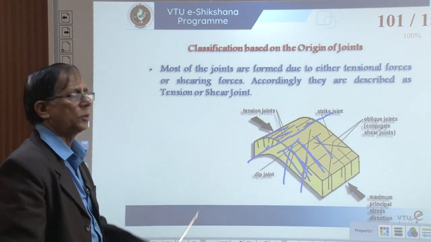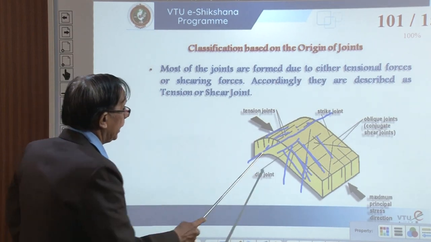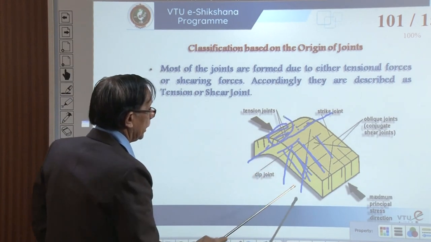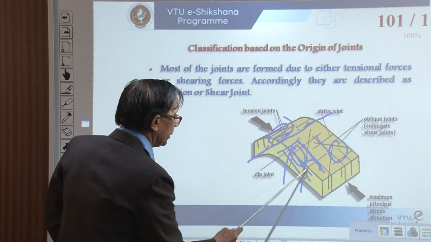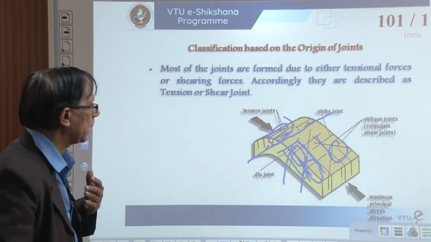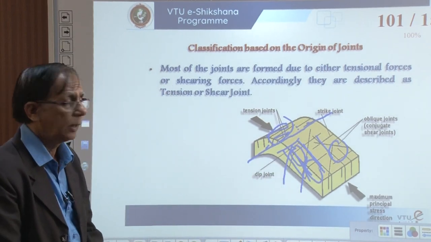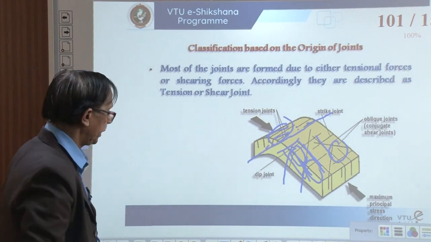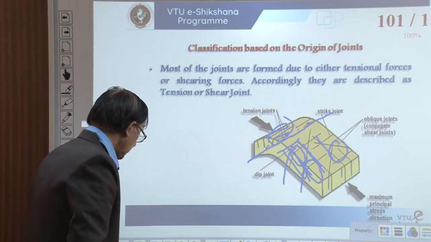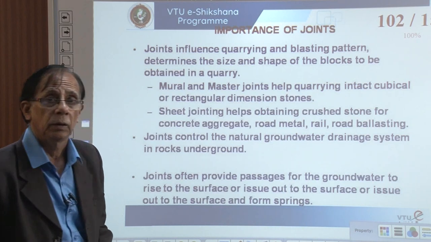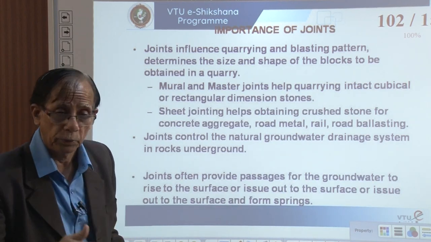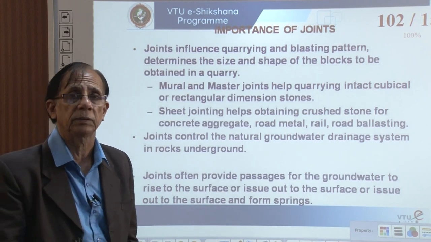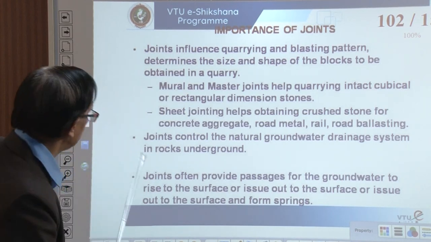This is another important pattern. If I have to take care of these oblique joints, and I have to take care of these dip joints, I have to follow a different approach. These are all oriented in some direction, and therefore the precautions we take about the joints in our construction site depend on this pattern.